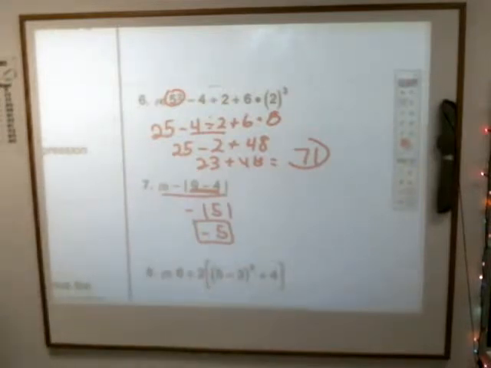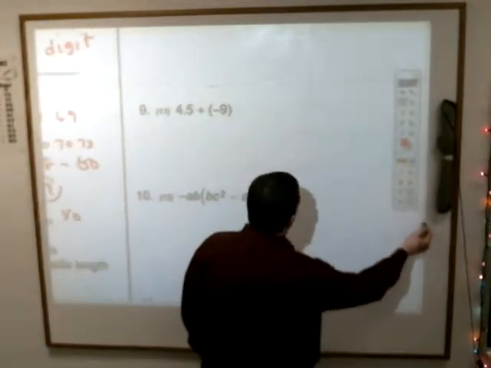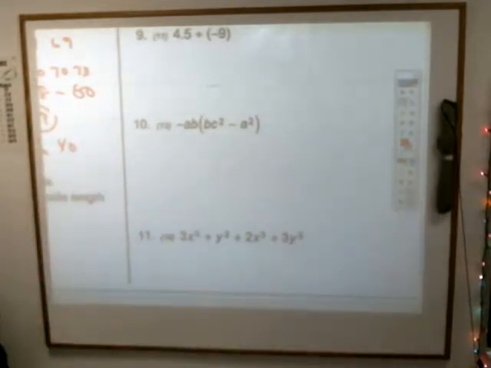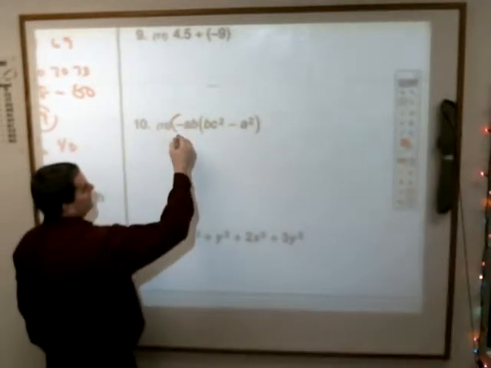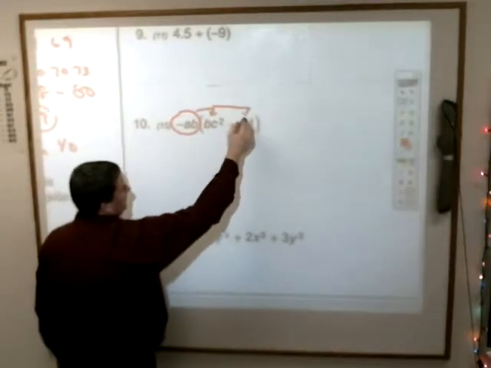Jackson. How do you do number 10? I love number 10. If I had a nickel for every number 10 that I did there. Well, it says to simplify there, so what are you supposed to do? It's distributive property. You are just going to take this negative ab and multiply it by both things in the parentheses.